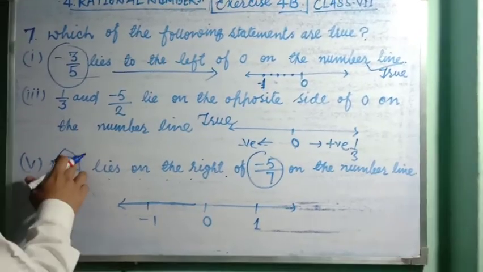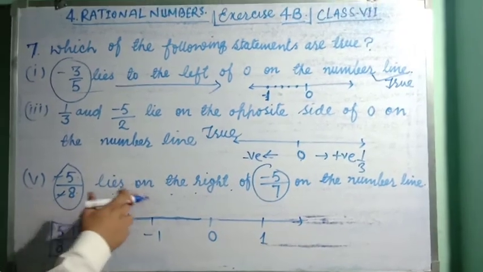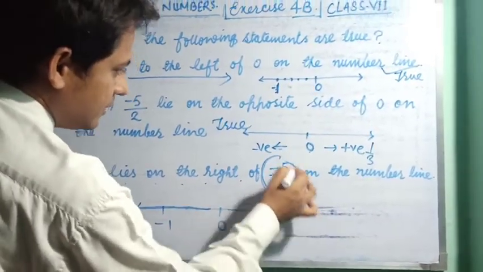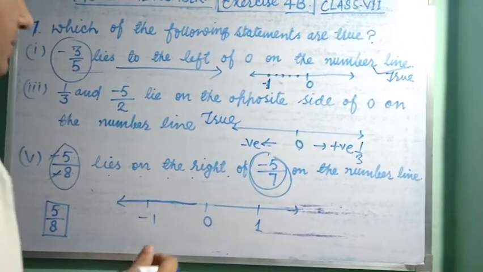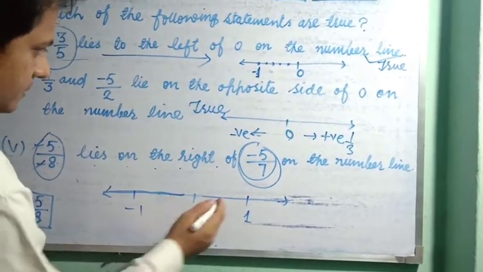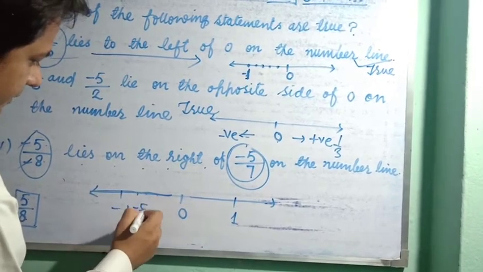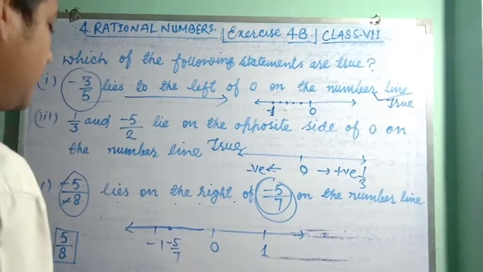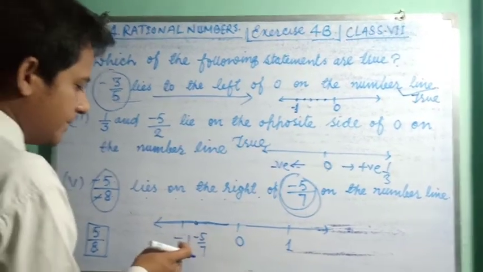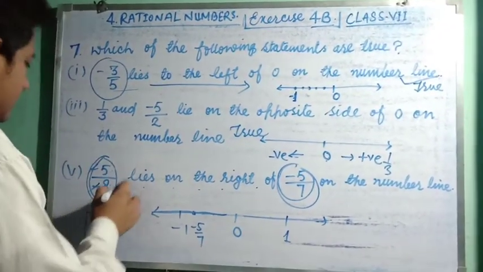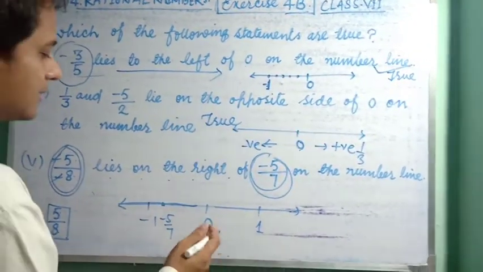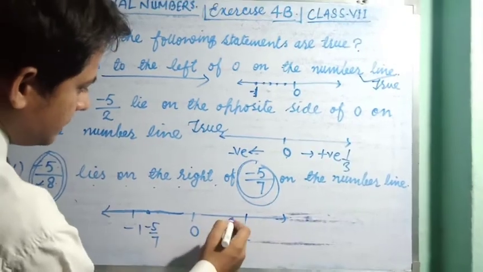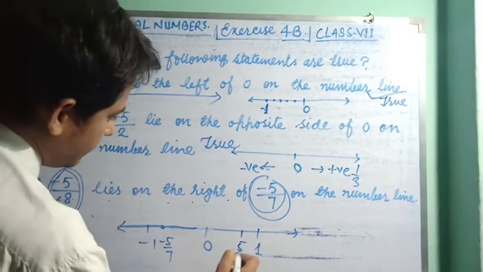You see friends, 5 by 8 is a positive number, and it lies on the right of minus 5 by 7. Here there is a negative sign, so this is a negative number. It is represented to the left of 0. The value of minus 5 by 7 lies in between 0 and minus 1. Now here is the positive number, which is to the right side of 0. It may be here. That means 5 by 8.